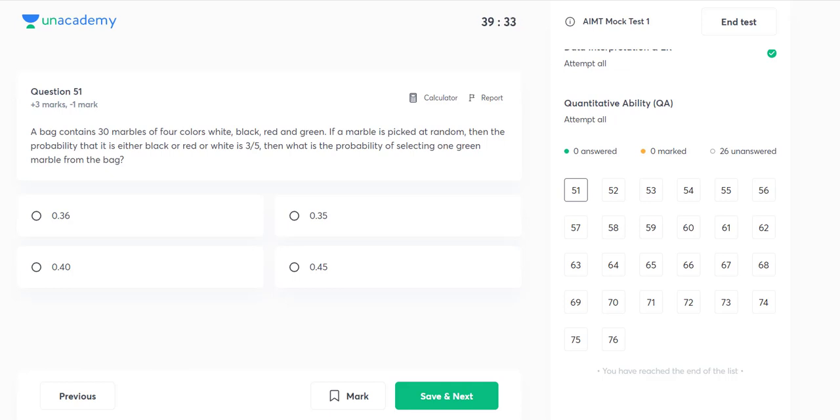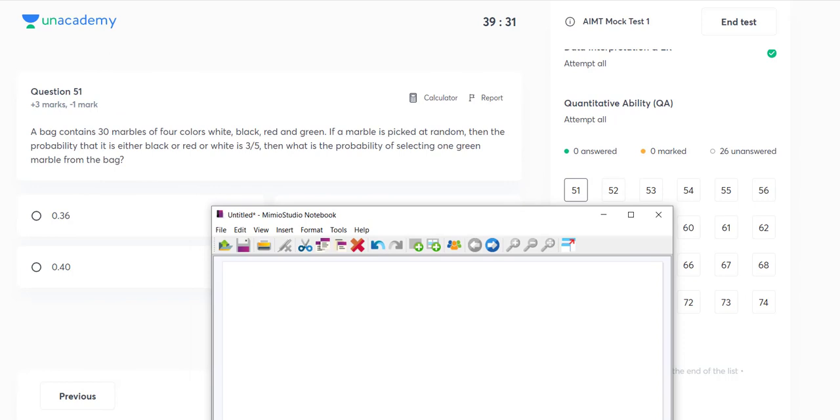Okay, hold on just a second. Over here, the probability of selecting black or red or white is 3 by 5. Okay, 3 by 5 means how much? Let's multiply it by 6, that means 18 divided by 30. So what does it mean? Black plus red plus white is equal to 18. Means how much is left? Green is 12.